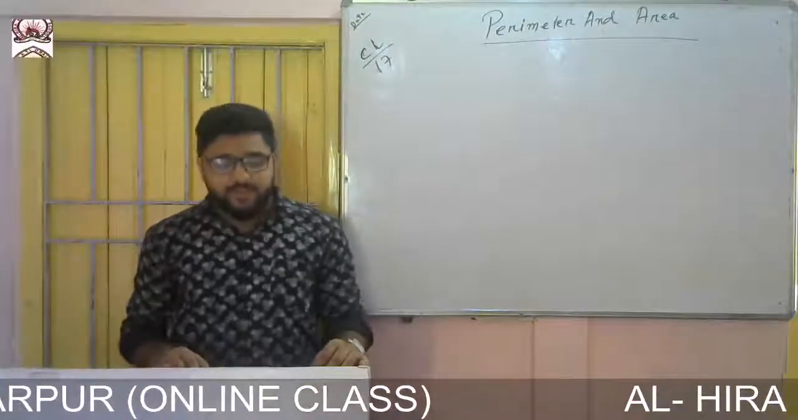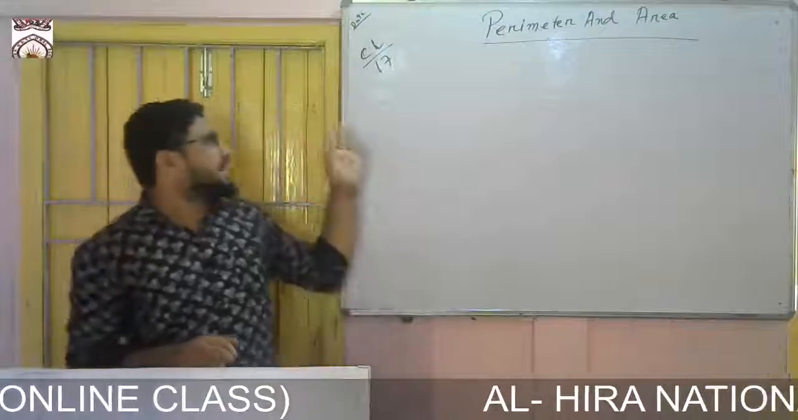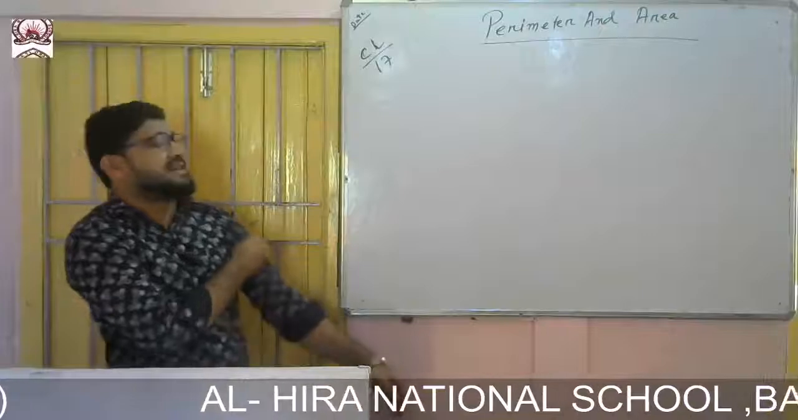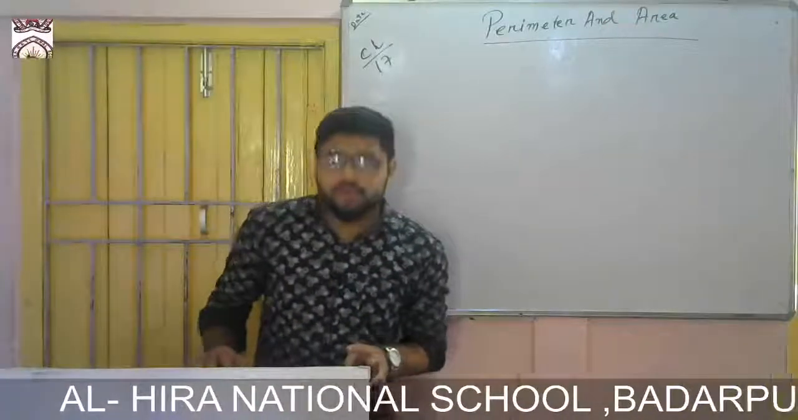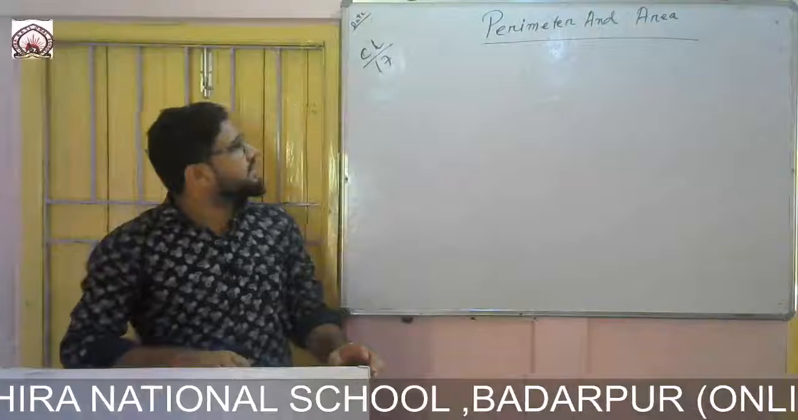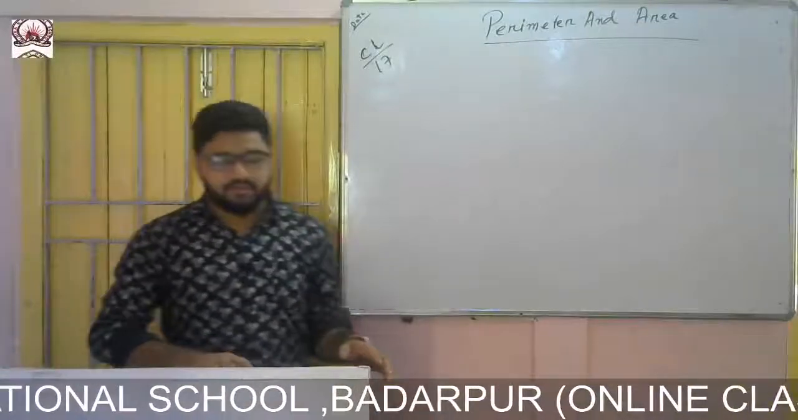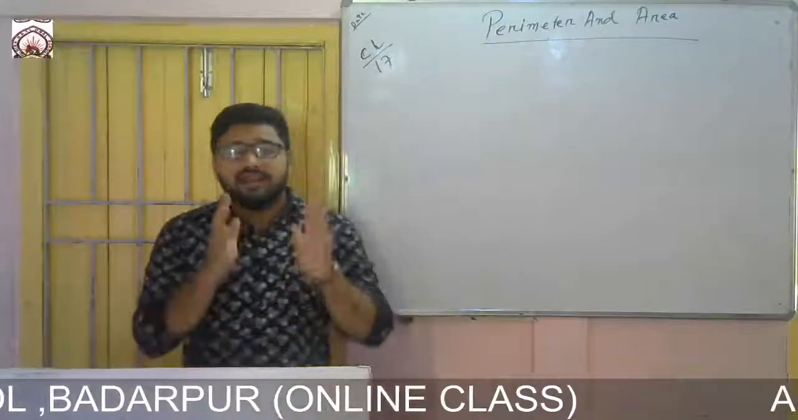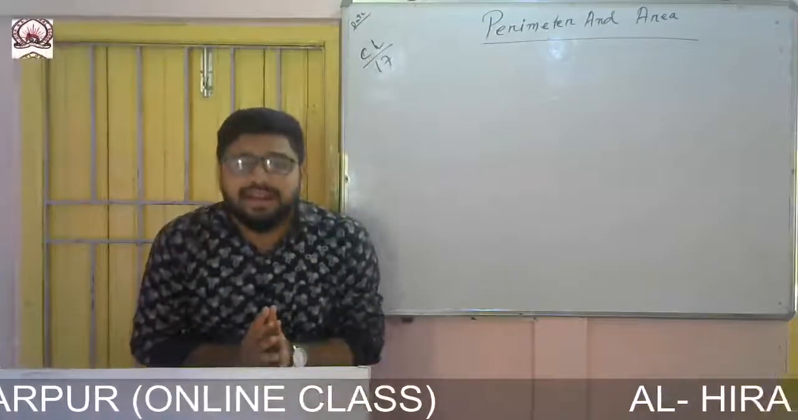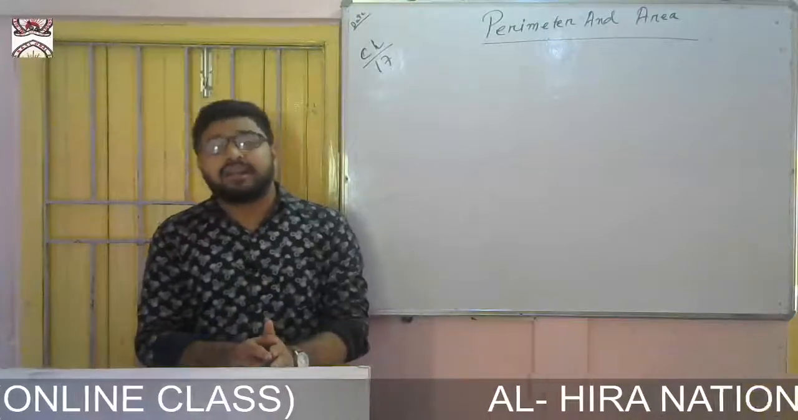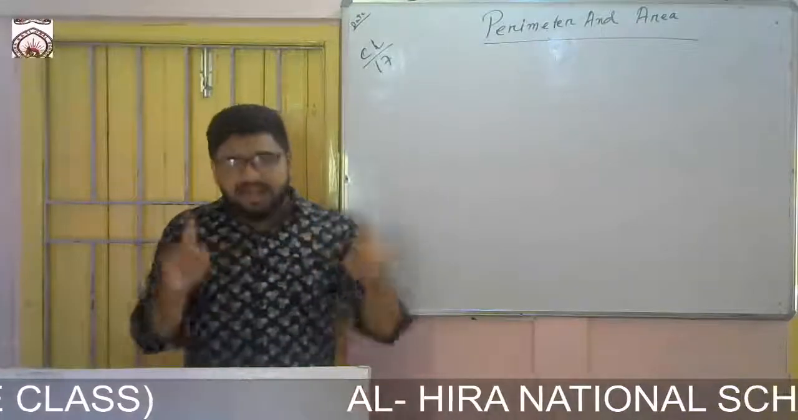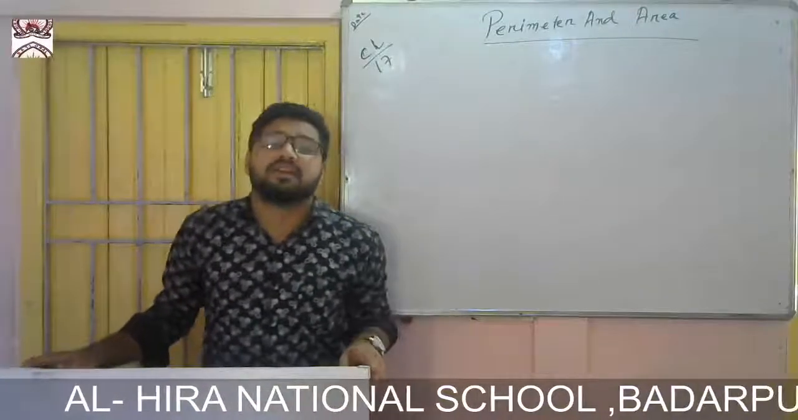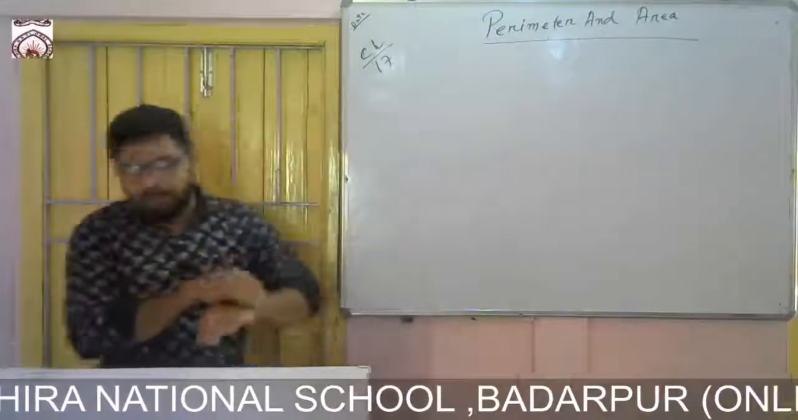So today we shall start a new chapter, chapter number 17, and the name of the chapter is perimeter and area. Before going to the details of the chapter, let us know what is perimeter. The perimeter is the total boundary length of any closed figure. Perimeter of a closed figure is the total length of its boundary.